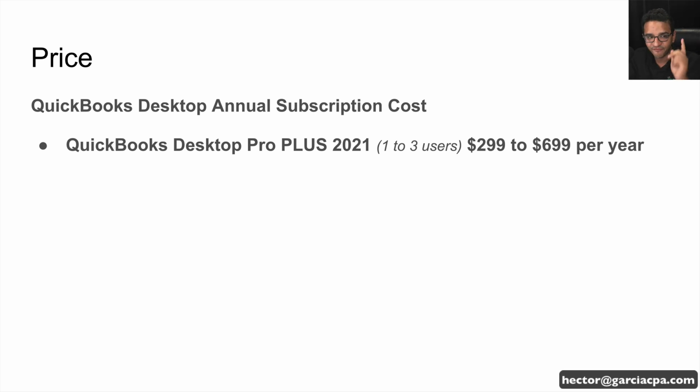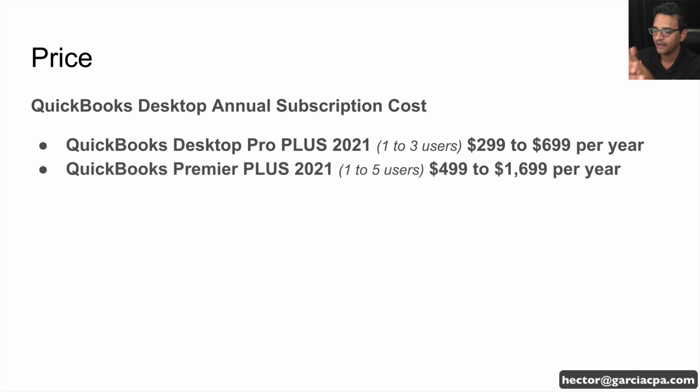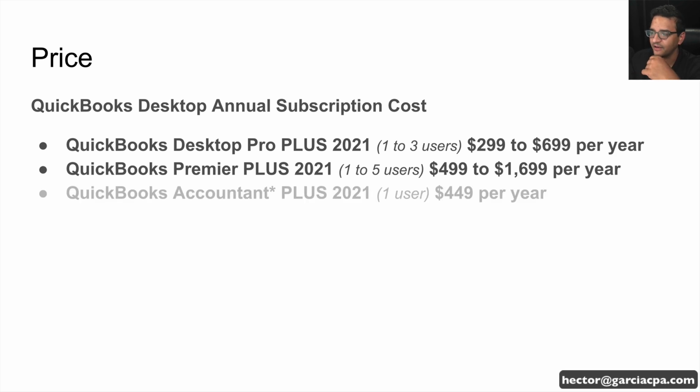Now they do offer a first year discount. I believe it's $100 off, but then it defaults back to the price you're seeing on the screen. For QuickBooks Premier Plus, the annual subscription of QuickBooks Premier, it starts at $499 per year and goes all the way to $1699 per year for 5 users. And if you go with QuickBooks Accountant Edition, which is just like Premier, the pricing for the annual subscription is $449 per year for 1 user.